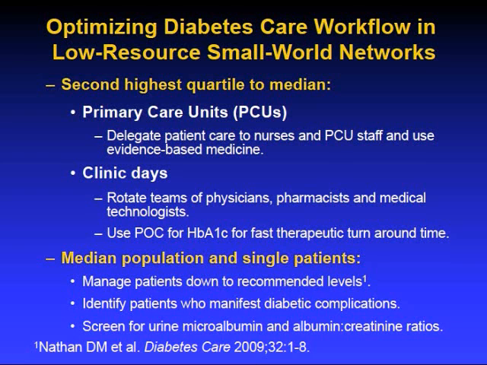Lastly, for the diabetic population with the median A1c values and for single patients, manage the patients down to the recommended levels as stated in the Diabetes Care paper published in 2009 titled The International Expert Committee Report on the Role of the A1c Assay in the Diagnosis of Diabetes. Patients who manifest complications should be identified, and prevention can be accomplished by screening for microalbumin and albumin to creatinine ratios in the urine.